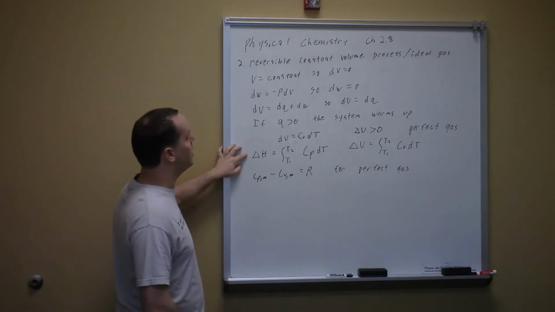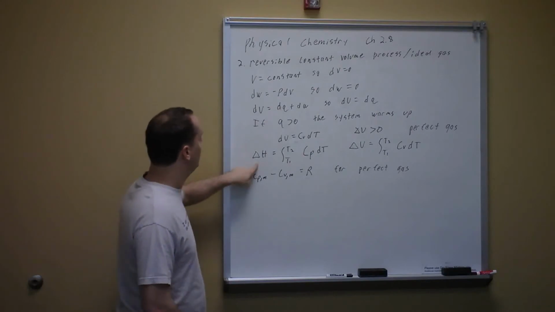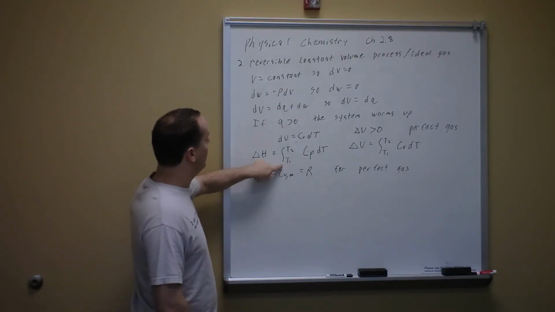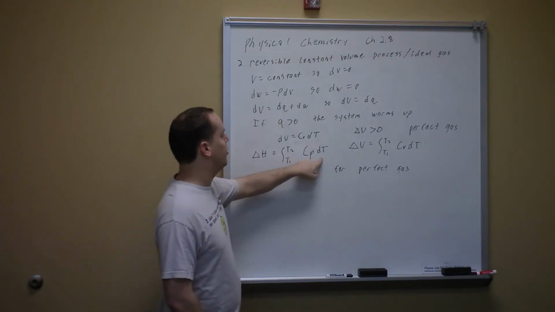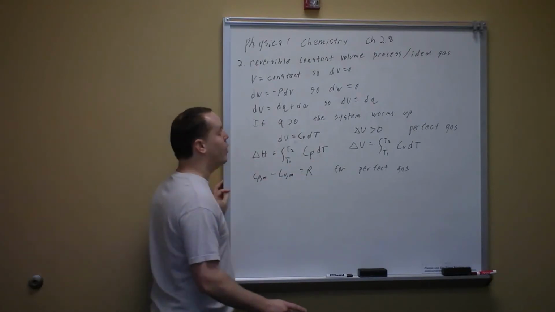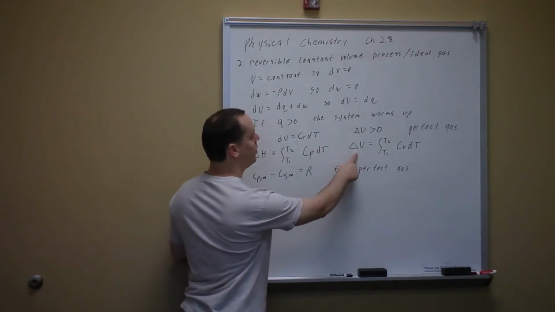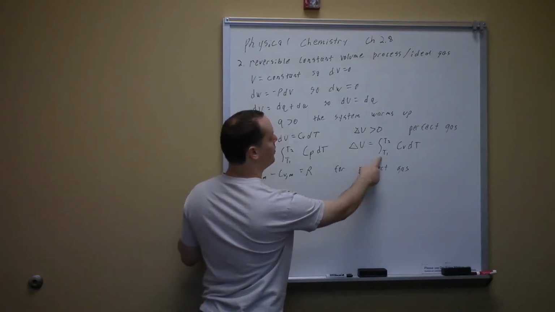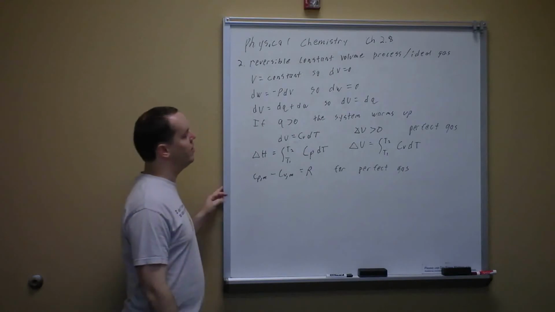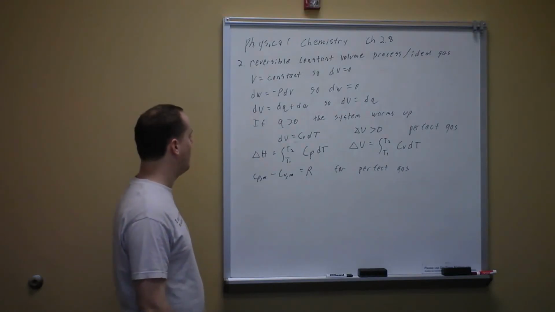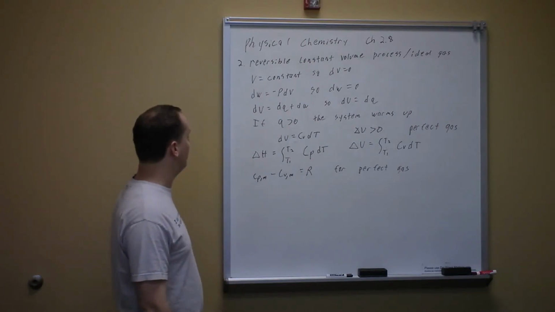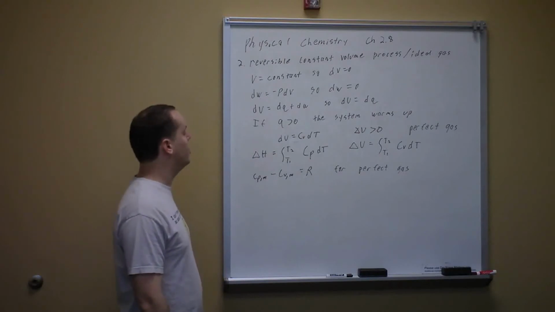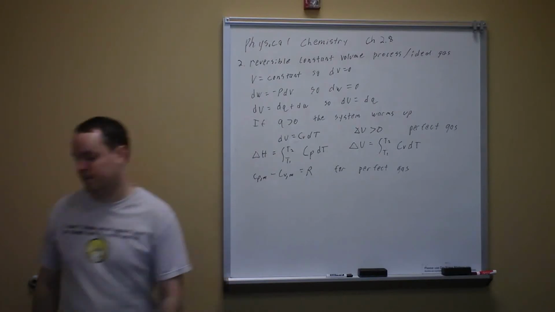Now remember the difference between enthalpy and internal energy. Enthalpy is at constant pressure, and internal energy is at constant volume. So we're going to calculate the change in enthalpy as the integral from temperature 1 to temperature 2 of the heat capacity at constant pressure with respect to temperature. And likewise, we'll calculate the change in internal energy by calculating the integral from temperature 1 to temperature 2 of the heat capacity at constant volume with respect to temperature. And if you're given only one of those two, just remember that the molar heat capacity at constant pressure minus the molar heat capacity at constant volume is equal to R for a perfect gas.